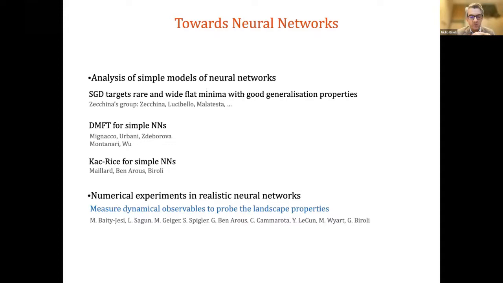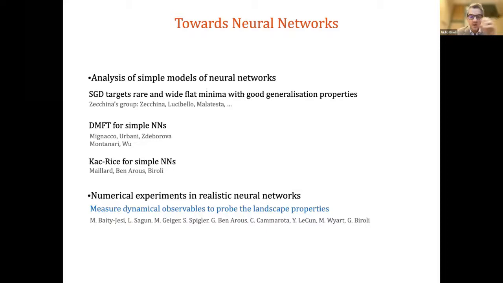And then, these are all methods that come from statistical physics, you can try to generalize this Kac-Rice method to study the number of critical points for simple neural networks. This is something that we did with Antoine Maillard and Gérard Ben Arous. But I have to say that at the end, even though we have constructed the mathematical framework, for the moment it is so complicated that we don't have explicit results.